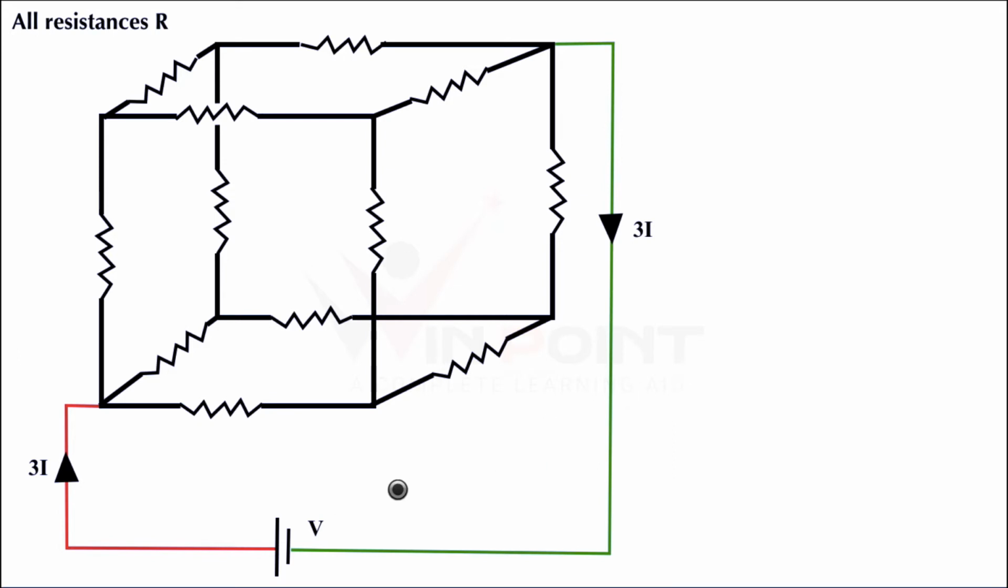Okay, so from here we are considering this point. At this point, this 3I current is splitting into 3. The value of resistance is R everywhere, so the splitting will be the same. Here it will be equal splitting. 3I we are splitting into 3, so it will be I, I, and I.